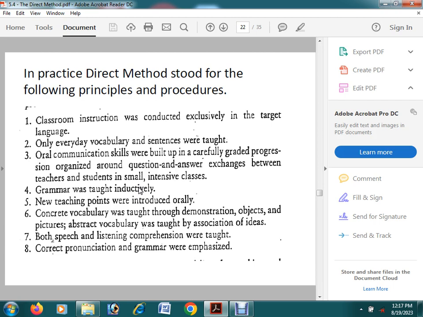And also, grammar was taught inductively. We have said this before. New teaching points are introduced orally. Okay. And concrete vocabulary was taught. Concrete vocabulary was taught through demonstration, objects, pictures, and abstract vocabulary was taught by association of ideas. Abstract vocabulary, what is that?